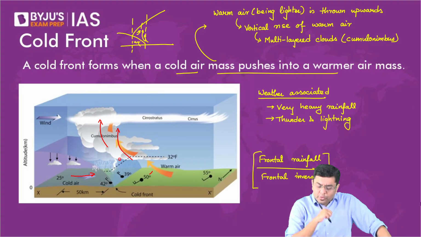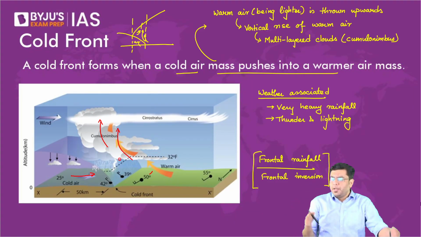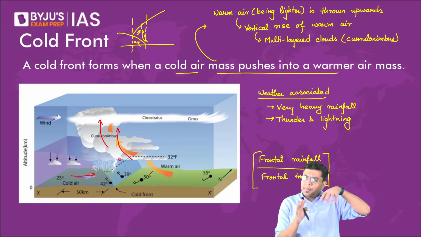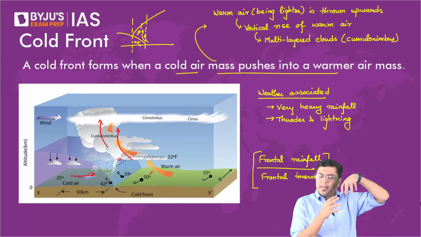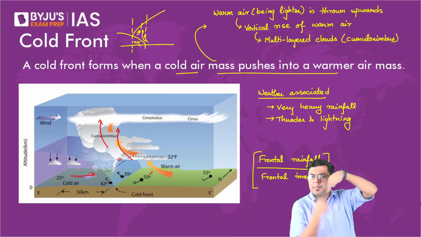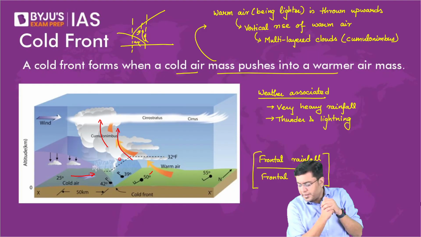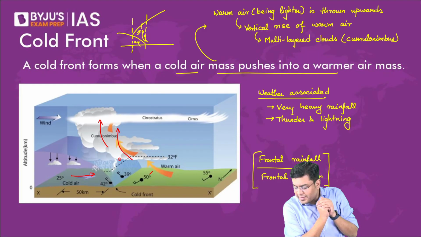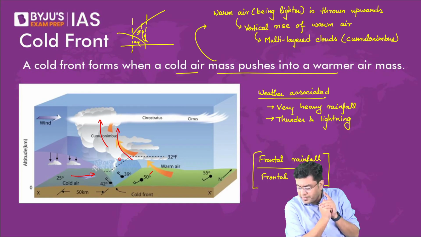Tornado is also created because of the mixing of cold and warm air, and that is a vertical mixing of cold and warm air that brings about a circular movement. So, that is basically the case of tornado. Is this portion understood? Good.